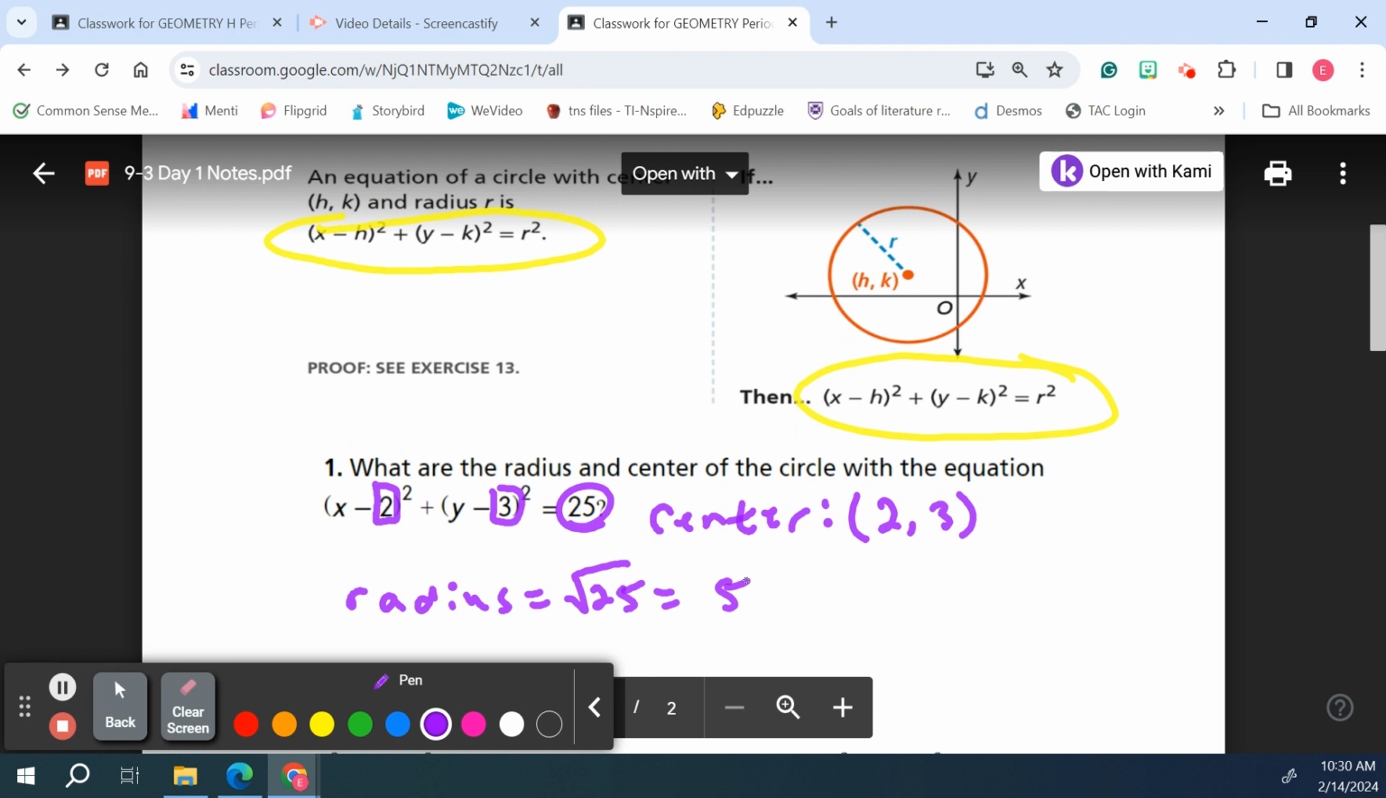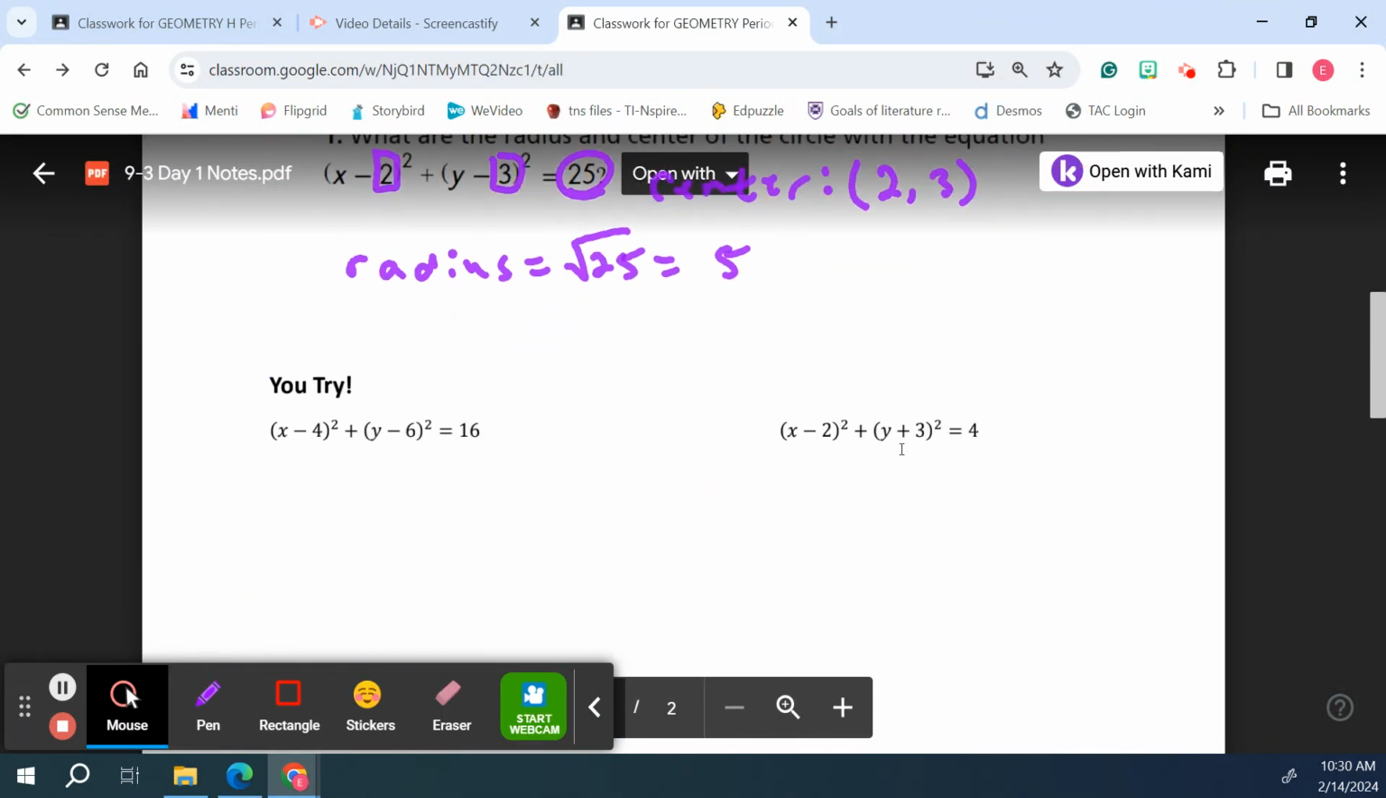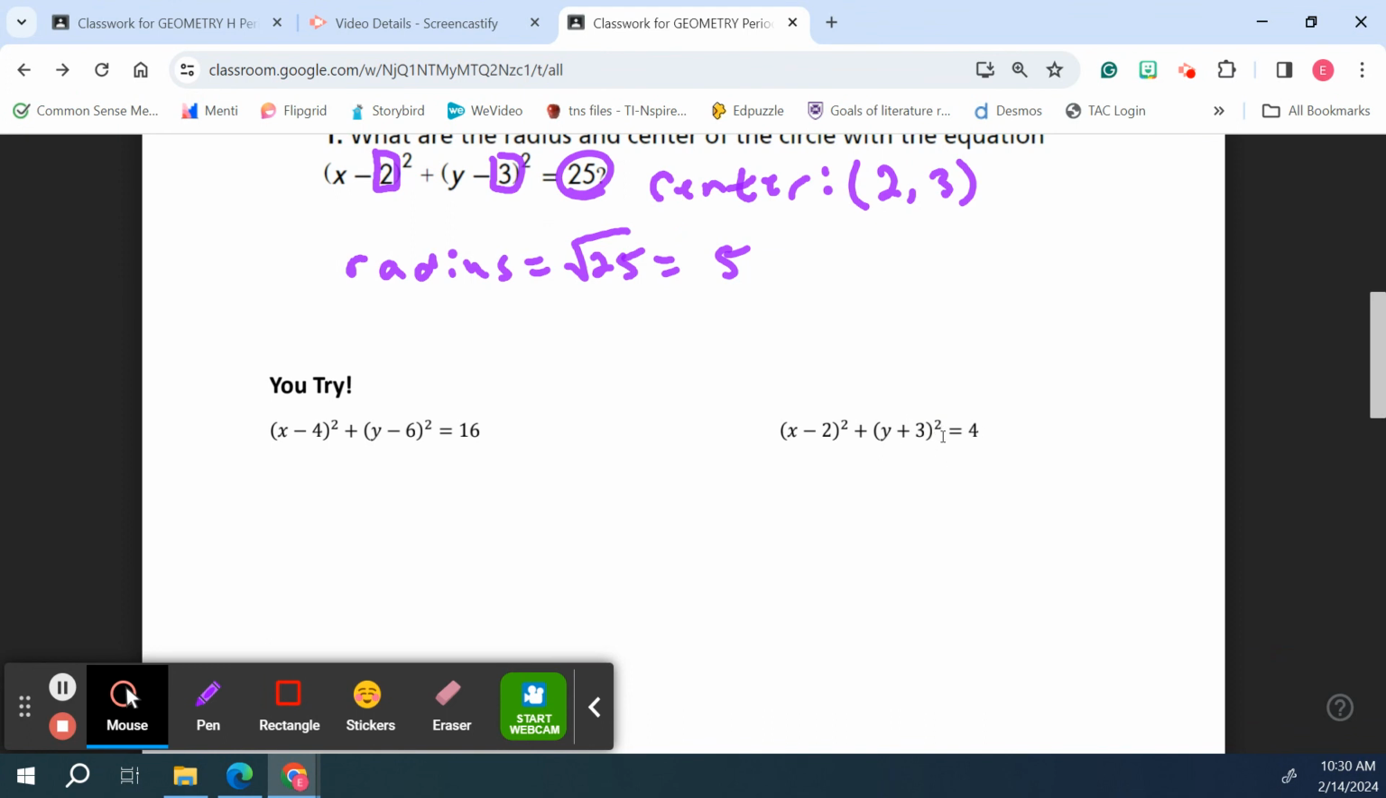Be careful with the second one because there's a plus there. So if it's plus, that means what are you going to have here with this 3? It's going to be a negative 3 instead. Yep.